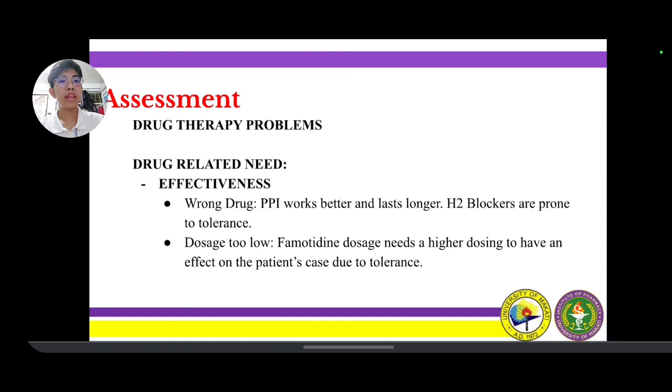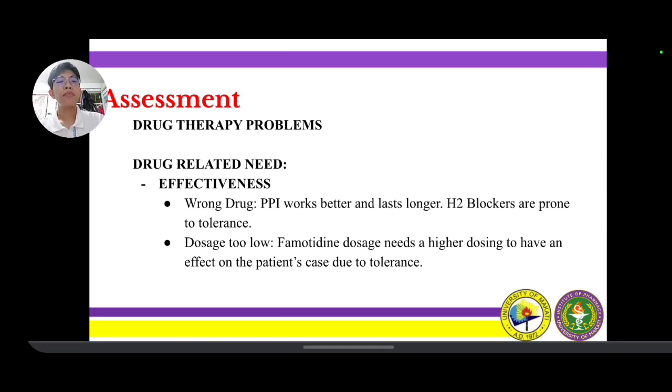It is noted that PPIs or proton pump inhibitors work better and last longer than H2 blockers, which are prone to tolerance. So it is indicated that a PPI is a better drug when taken for GERD because H2 blockers are prone to tolerance, which in this patient's case, he has already developed H2 antagonist tolerance.